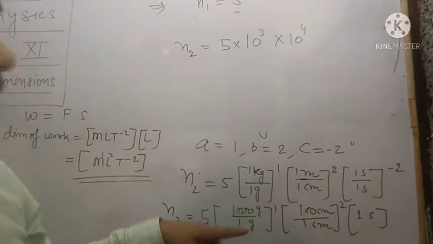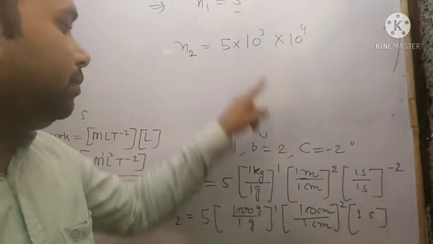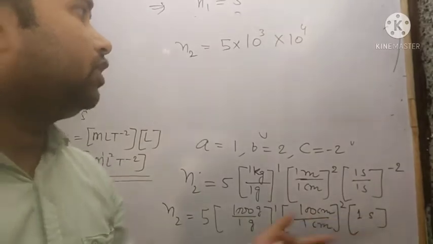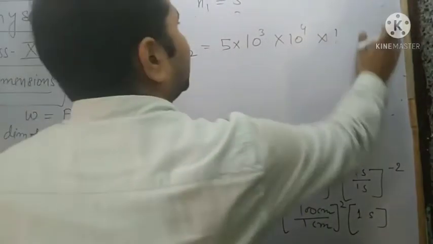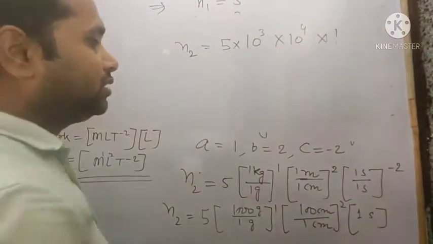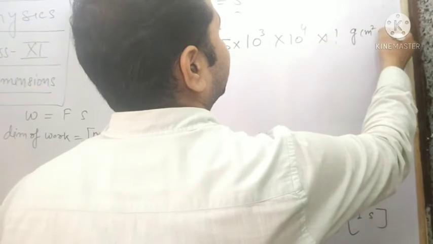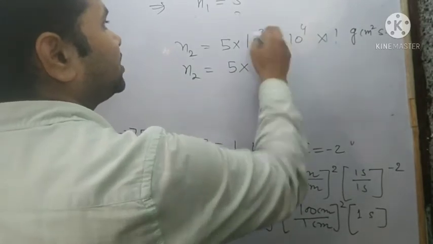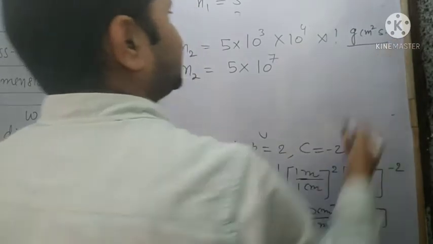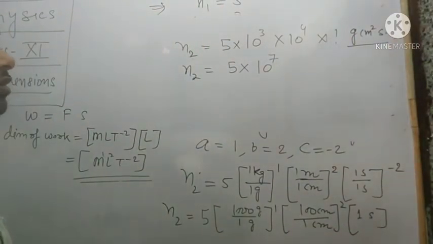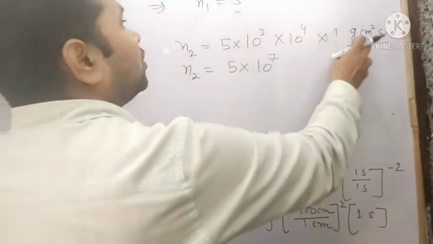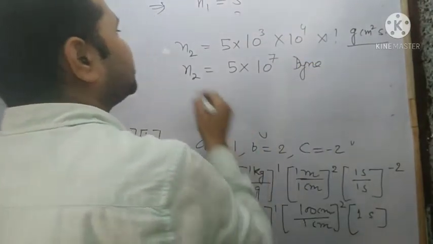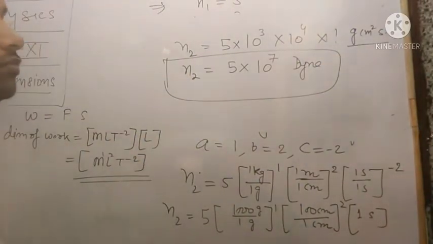Now writing the value with the unit. So this is 1000, meaning 10 to the power 3, 100 upon 1 means 100, 10 to the power 2, and 10 to the power 2 to the power 2 is 10 to the power 4, and this is 1. And what is the unit now? Gram centimeter square second. So now n2 equals 5 into 10 to the power 4 plus 3, that is 7, and the unit is gram centimeter square second to the power minus 2, which is now dyne. Okay, this is the answer.